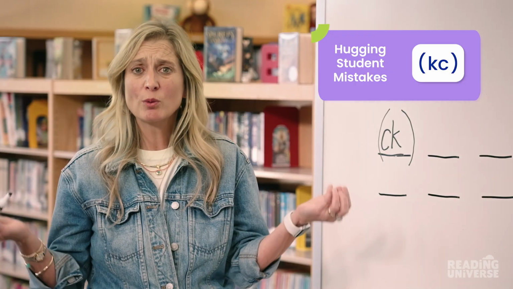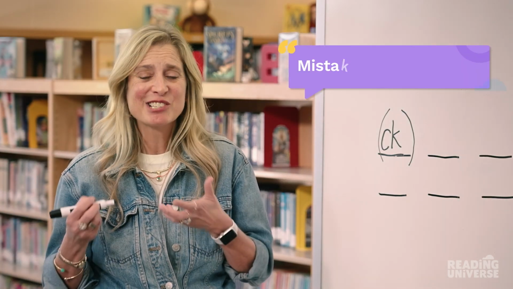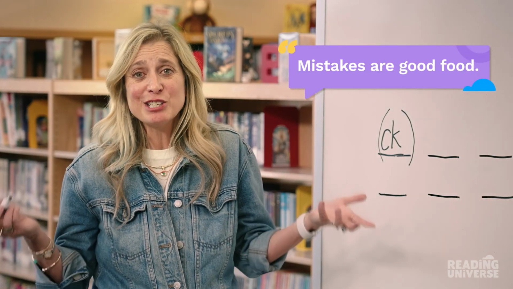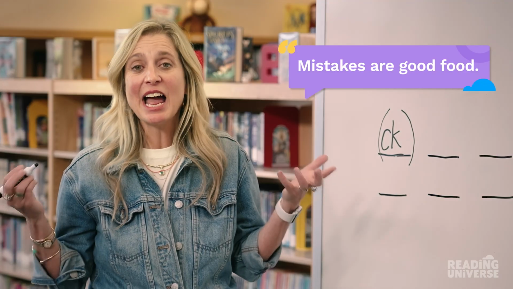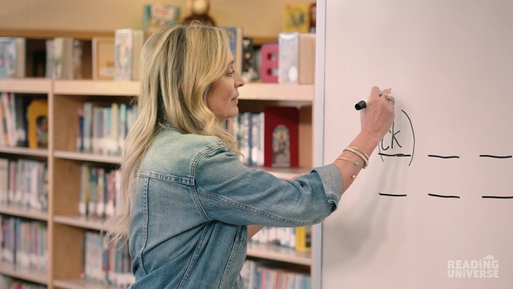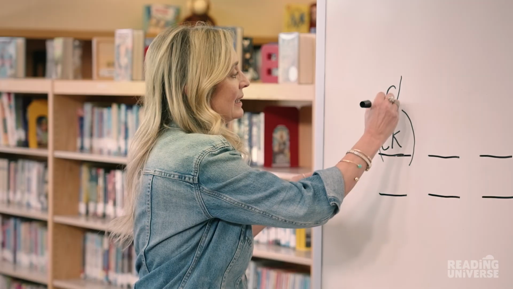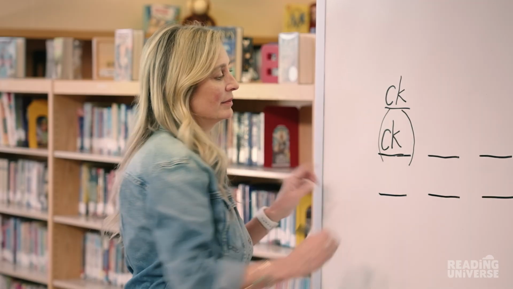And we're just going to correct it right above it because mistakes are good food. And when we're learning something new, we are going to make mistakes and it helps us get better. So then above it, they could write C, K, K. Next one. And we would do it again.